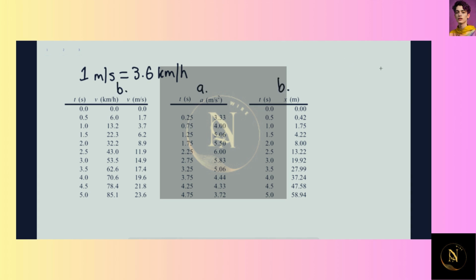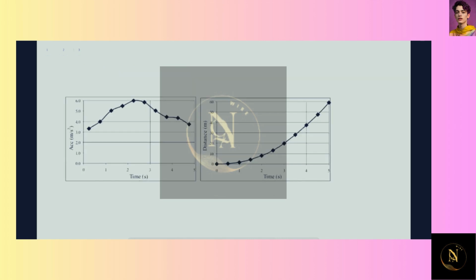And then for part C, they wanted you to graph the acceleration versus time and the distance versus time. And these are what the graphs would look like. You can simply put the data set into Excel and then obtain a graph that way.